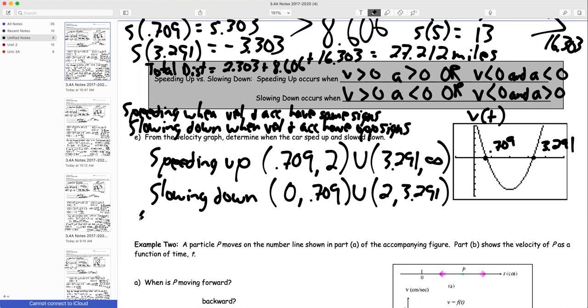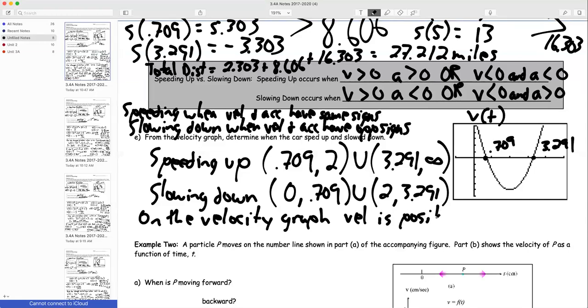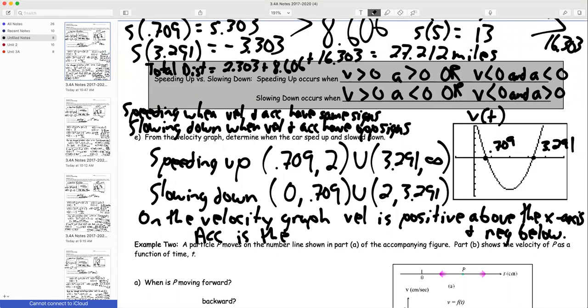And then I wrote myself a little note here on the velocity graph. Velocity is positive above the x-axis and negative below. Acceleration is the slope.